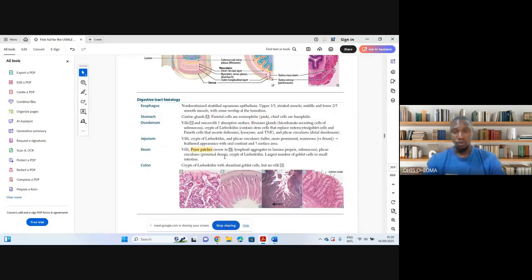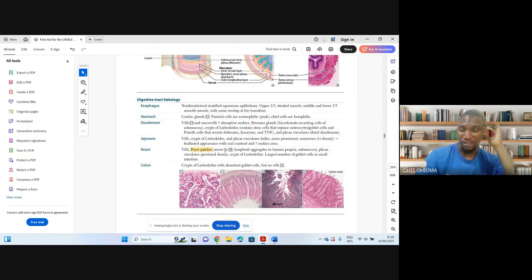The other thing I would just want to say is that the largest number of goblet cells are in the small intestine, in the ileum, the largest amount. I don't really know why physiologically this is supposed to be so, but that's how it is, and that's how we know it.